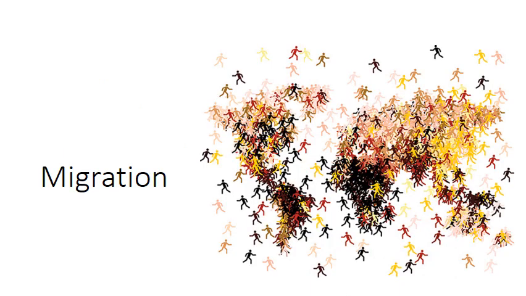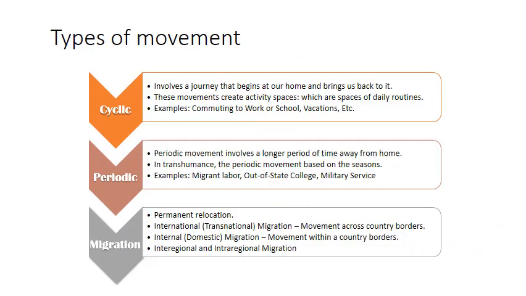Now let's take a look at migration, which looks at the movement of people. We discussed that there are 3 types of movement. Cyclical movement is a there-and-back kind of movement that occurs on a regular basis. You're coming to school every day, me going to work every day are all examples of cyclical movement. Periodic movement involves a longer period of time away from home. If you're a military family going off on deployment for 6 months, that would be a periodic movement.